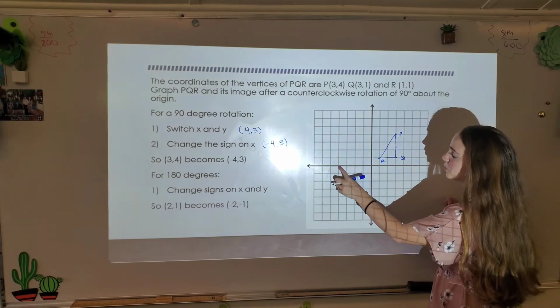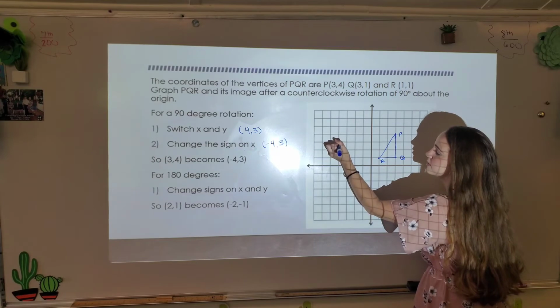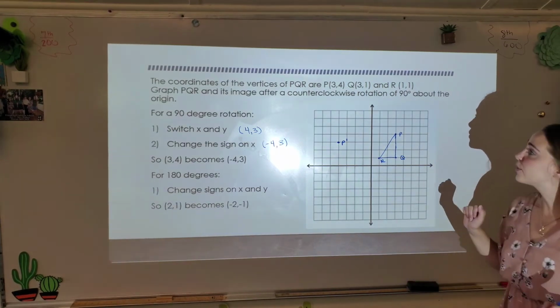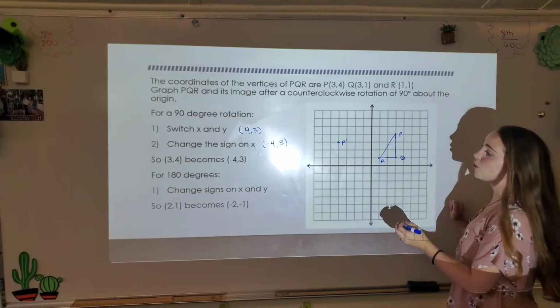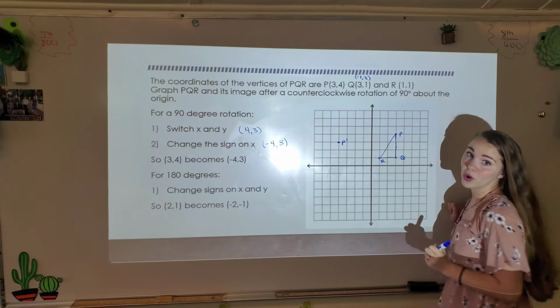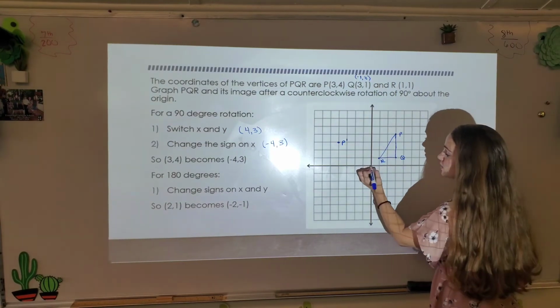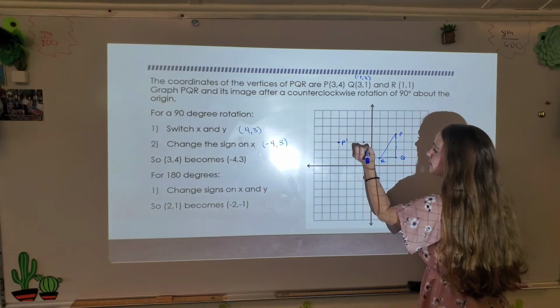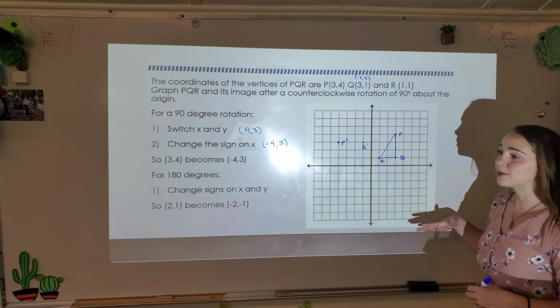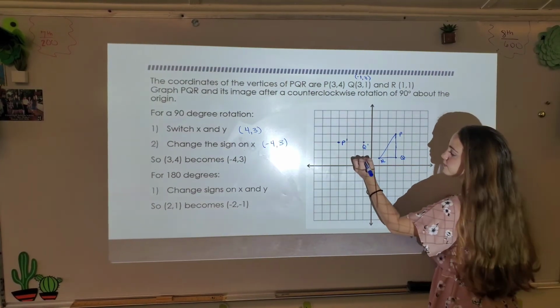So 1, 2, 3, 4. 1, 2, 3. And that's your new P prime. Now Q is at 3, 1, so that will become 1, 3, and then negative 1, 3. Hopefully you're following. So negative 1, positive 3, and then R was at 1, 1, so it'll end up being negative 1, 1.